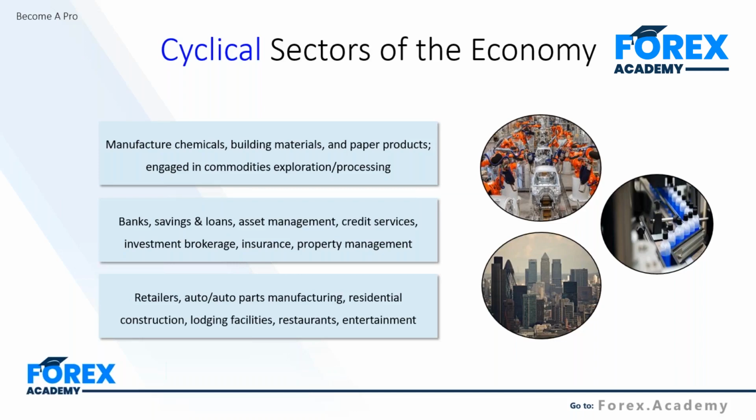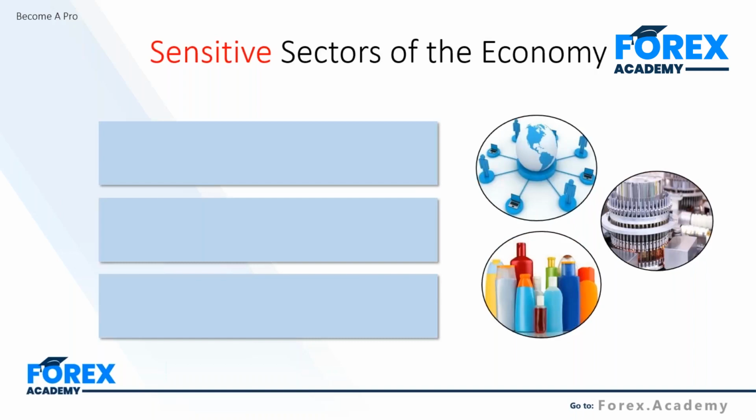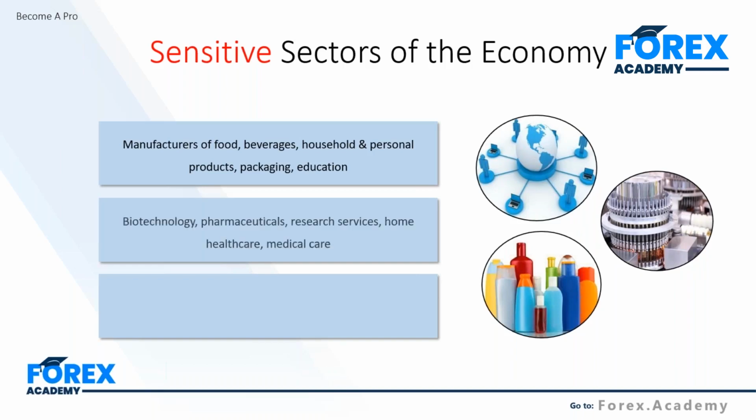Retailers then and auto parts, manufacturing, residential construction, lodging facilities, restaurants and entertainment. Okay, so they're all defined as cyclical sectors of the economy. In terms of sensitive sectors of the economy, we have manufacturing, food, beverages, household and personal products, packaging, education. Again, all staple needs that we need no matter what the growth story we are now facing in the economy.